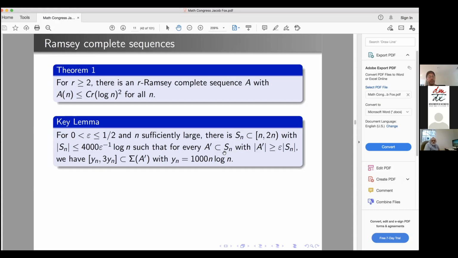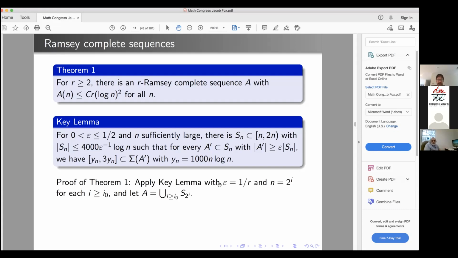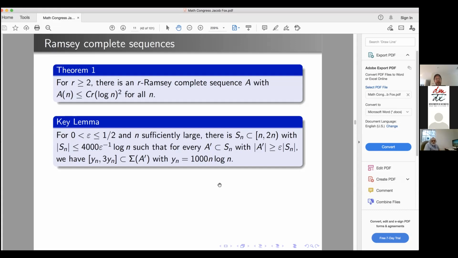So any subset A prime with an epsilon fraction of this set contains this very long interval in sigma of A prime. And this y_n is a constant times n times log n. So you get this very long interval, as everything in that interval is a subset sum in A prime. And the question is, how do you find such an S_n, or how do you show such an S_n exists? The second question is, how does this key lemma imply the theorem? So let's see that part first.